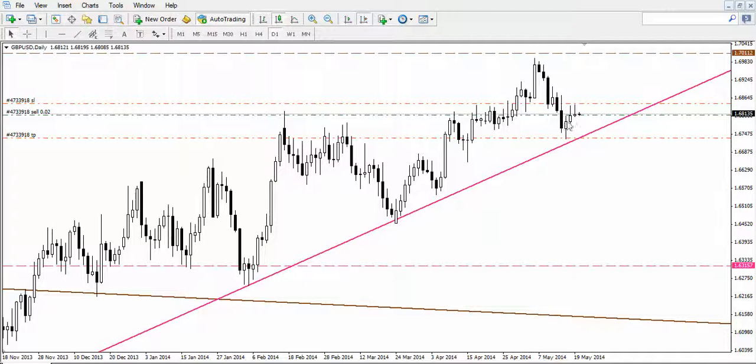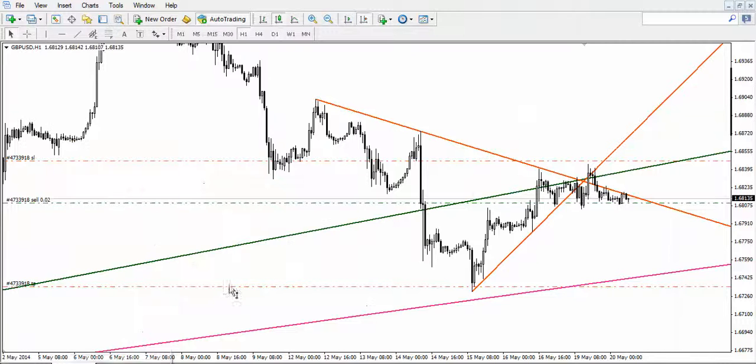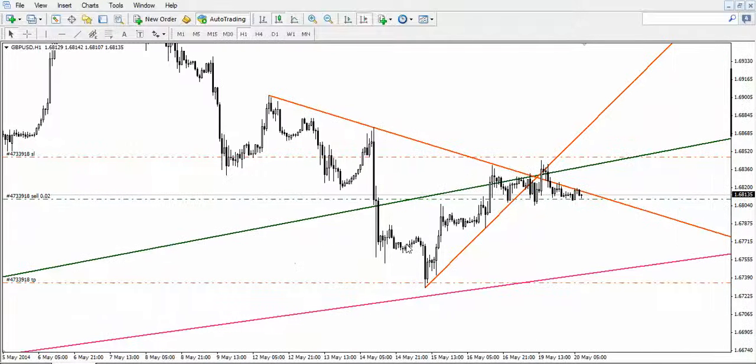Yesterday price rallied up and formed this daily pin bar. And on the hourly chart, this is how that looked. As I said in yesterday's video, I took an entry at this level here, but I was stopped out with this big bullish candle there. I then re-entered on this candle here with a stop just above there.